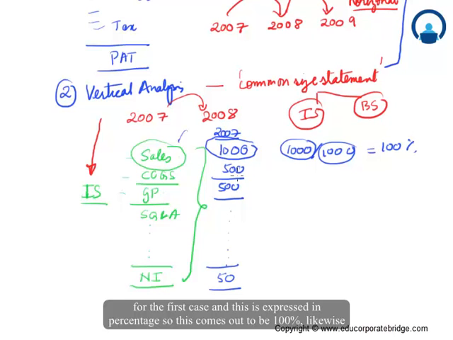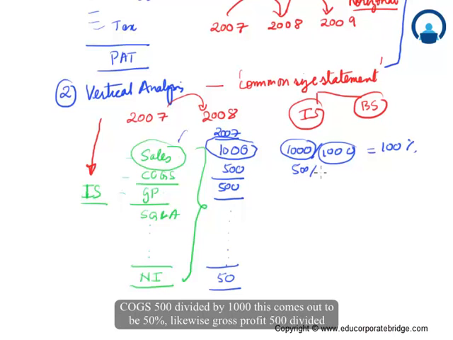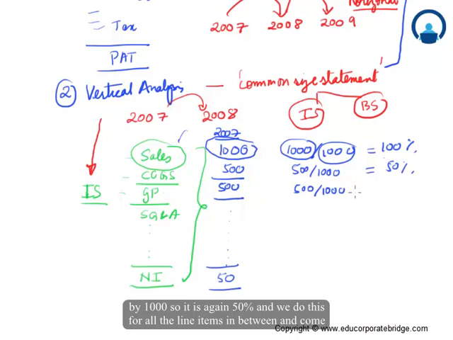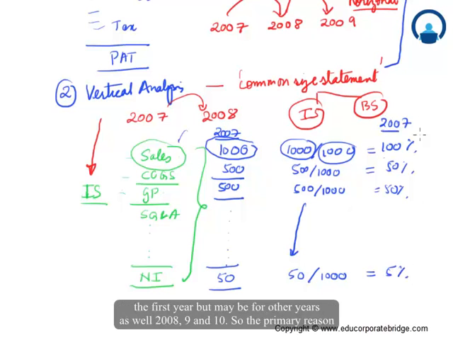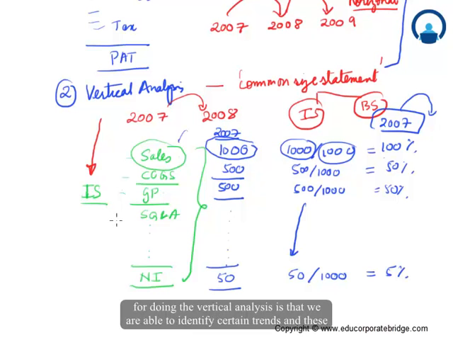So this comes out to be 100%. Likewise COGS, 500 divided by 1000, comes out to be 50%. Likewise, gross profit 500 divided by 1000, so it is again 50%. And we do this for all the line items in between and come to the net income, 50 divided by 1000, so this is 5%. We do this not only for 2007, which is the first year, but maybe for other years as well, 2008, 9 and 10.